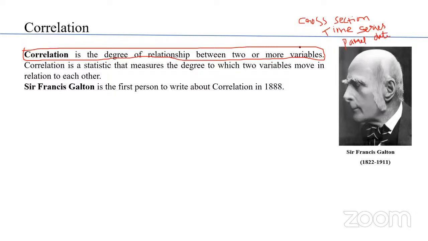Because here I'm talking about two or more variables. In that way, definitely we have to know what is what variable, what cross-section means, what time series means, what panel means.